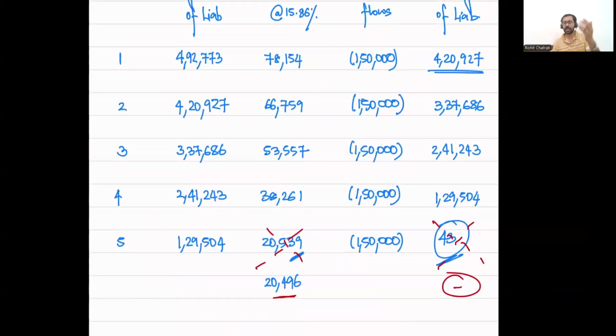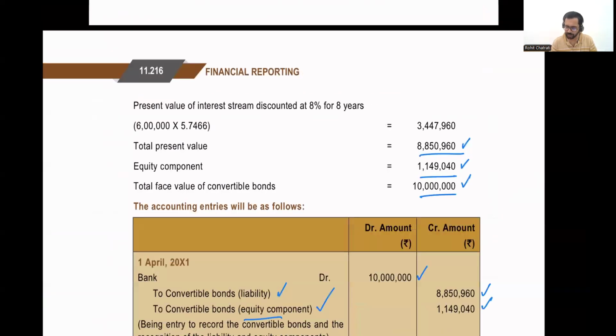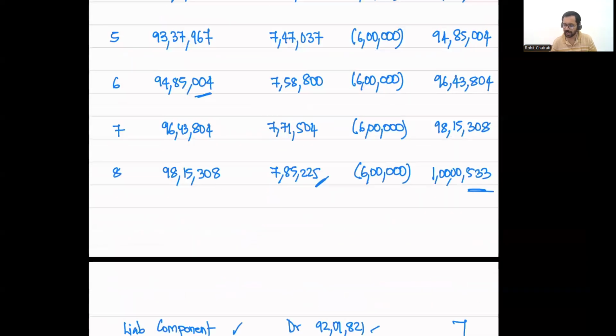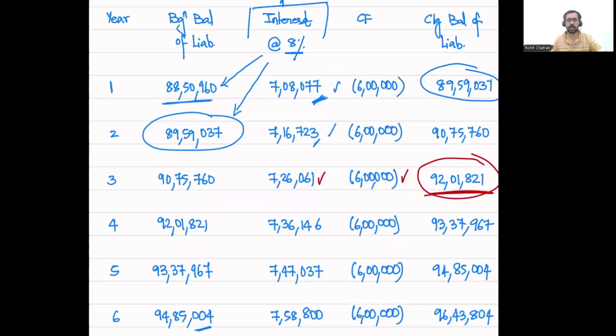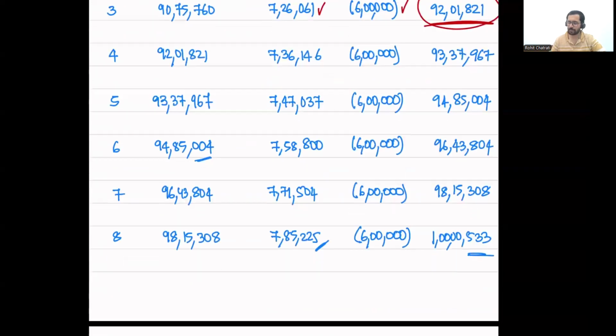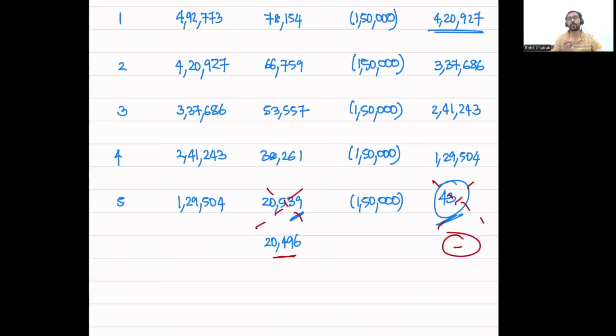Now I actually have a question. In illustration 2 that we did earlier, under the comprehensive illustrations, at the end of year 8, we were left with a balance of 1 crore rupees in the liability account, whereas in this question, we are left with a balance of zero. The question is why? The difference lies in the fact that in this question, these were compulsorily convertible, and therefore, at the end of fifth year, you are definitely not going to have an obligation to pay cash, and hence the liability went down to zero.